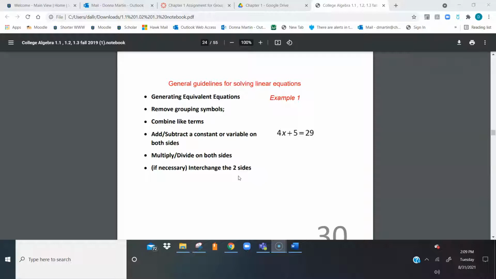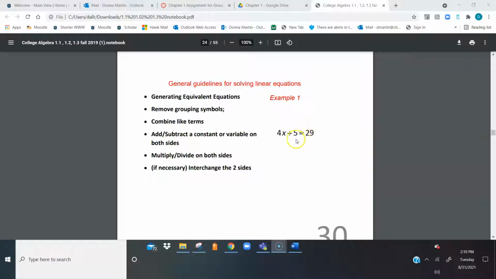This is your example 1. You can feel free to follow along with your paper. This is 4x plus 5 equals 29. Looking at my list, it says remove grouping symbols. I have no parentheses, no absolute value, no square root, no grouping symbols, so I'm ready to combine the like terms. I have a variable term here, a linear term, an x to the first. And then I have a constant plus 5 and a constant 29. Then the 29 and the 5 are like terms and they should be combined.